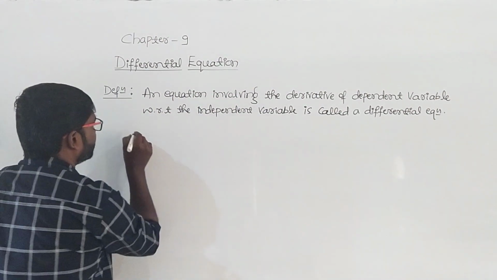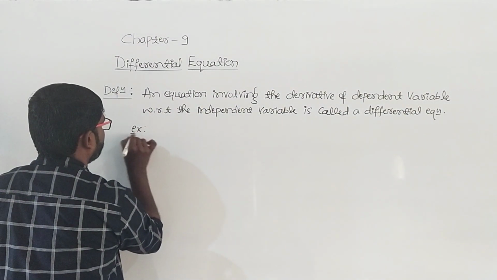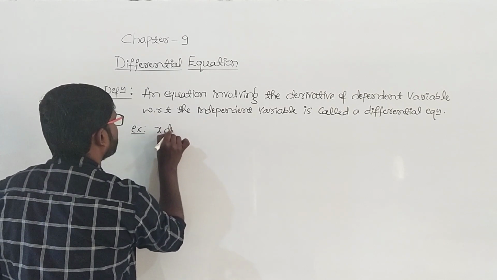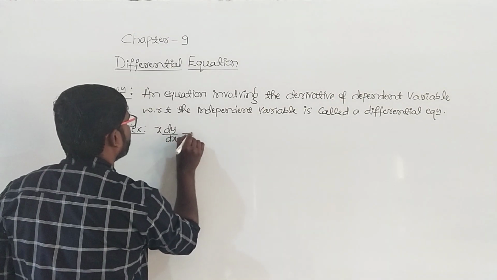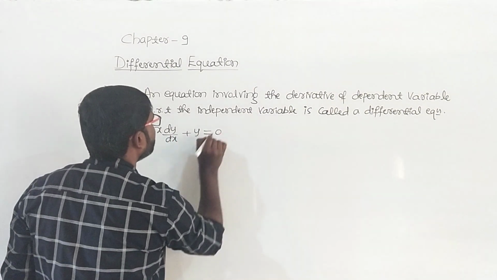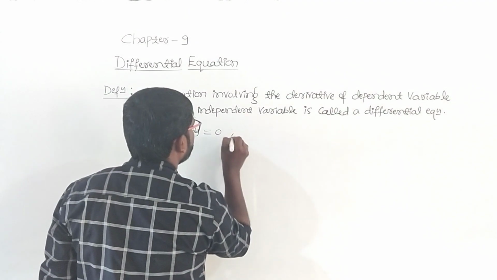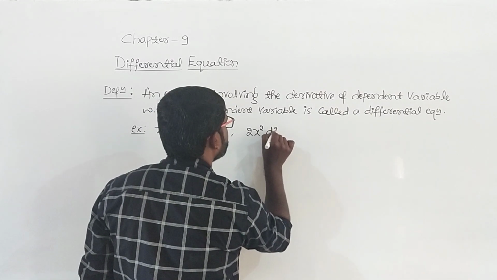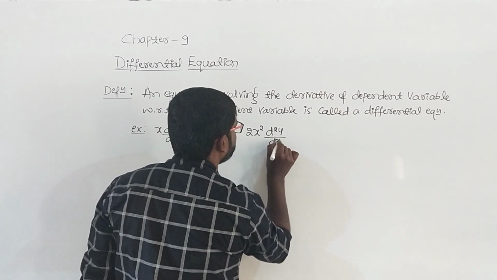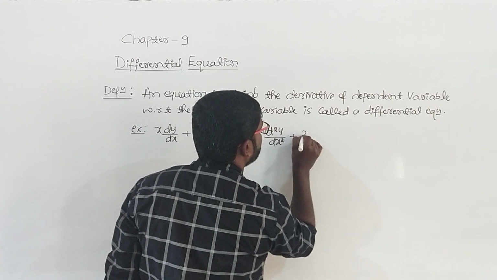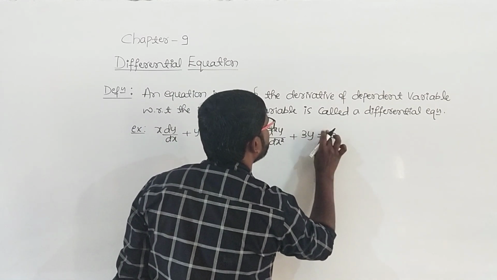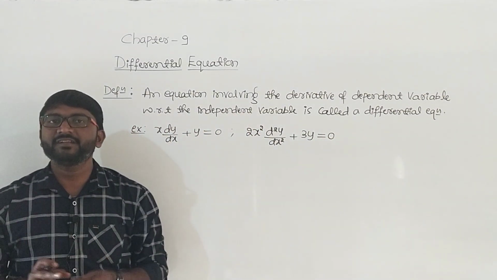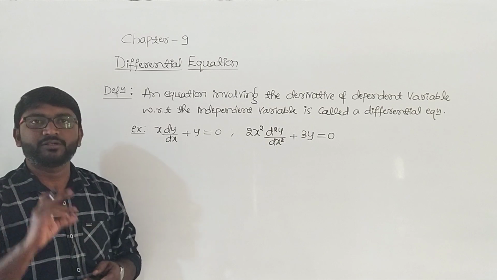Let me give some of the examples. Example, x dy by dx plus y equals 0. And then here we can have 2x square into d square y by dx square plus 3y equals 0. So this is also an example for the differential equation. In this mainly we have two types.